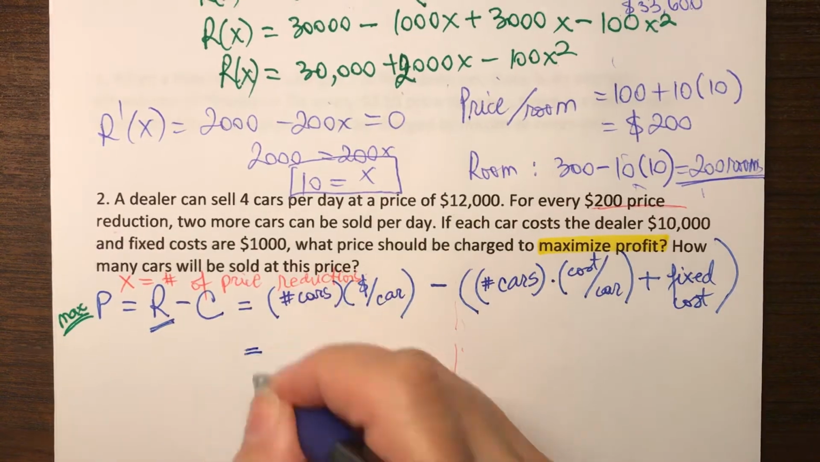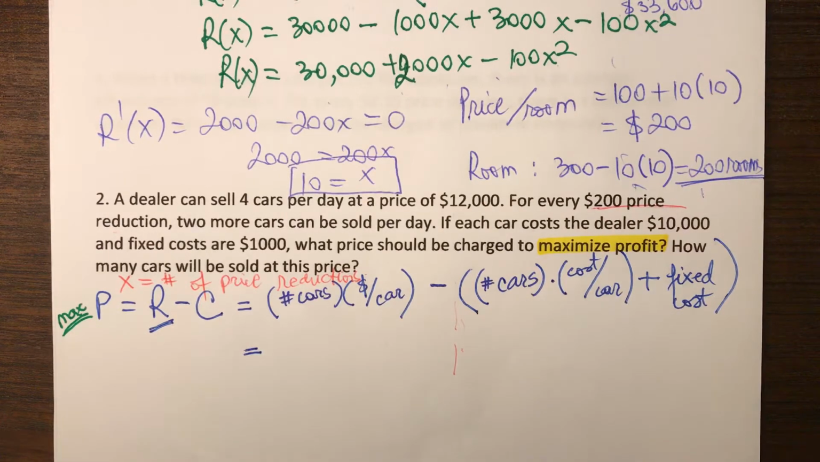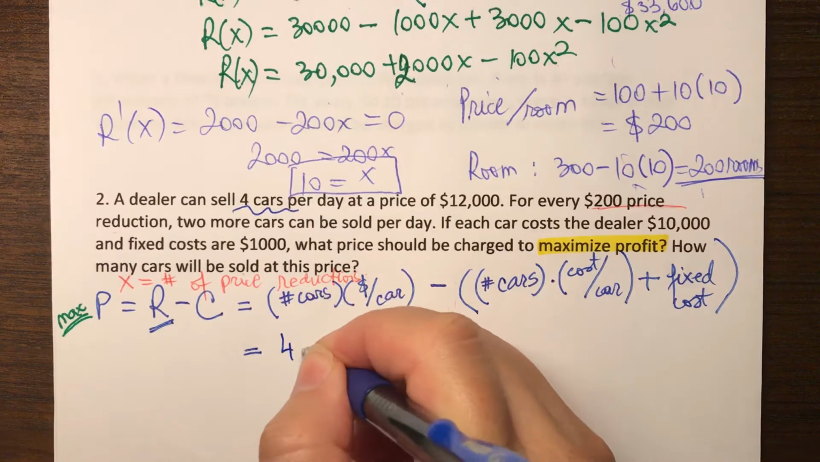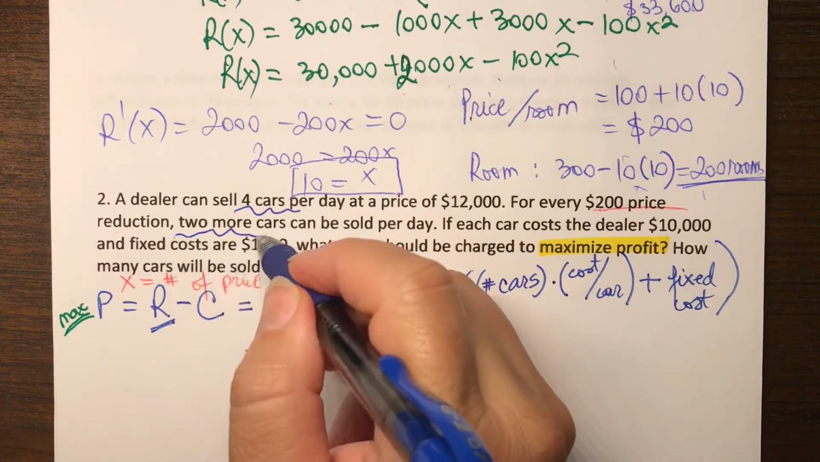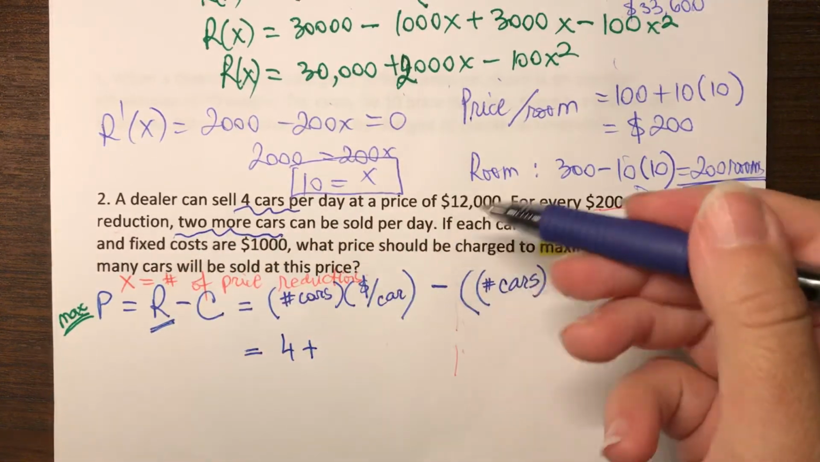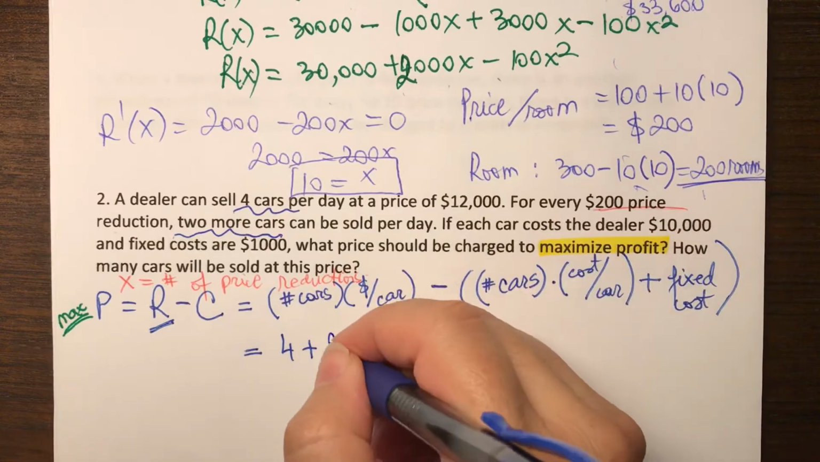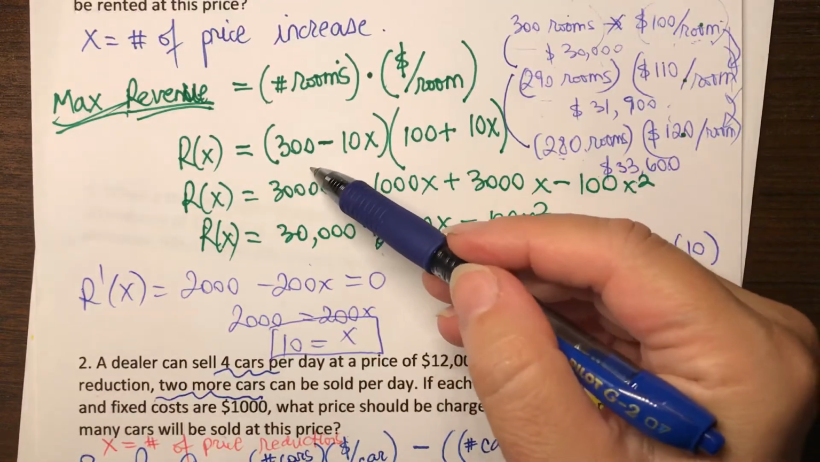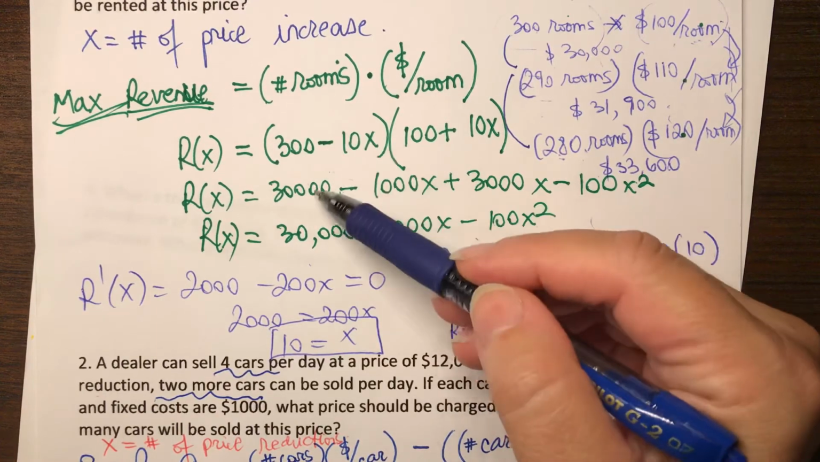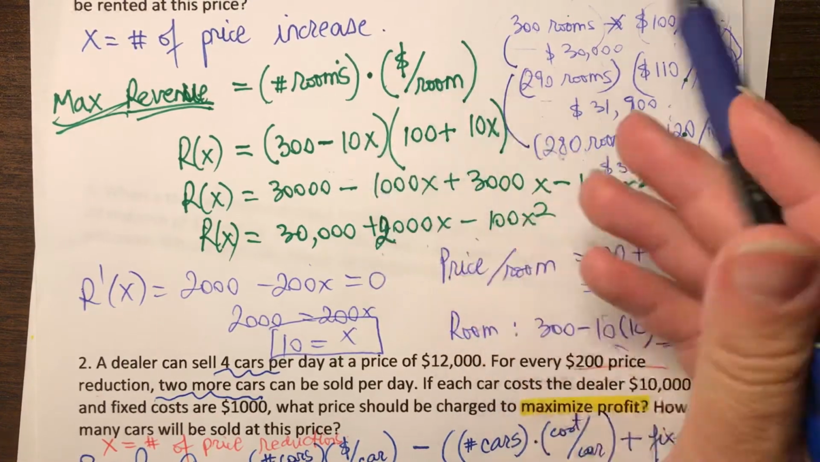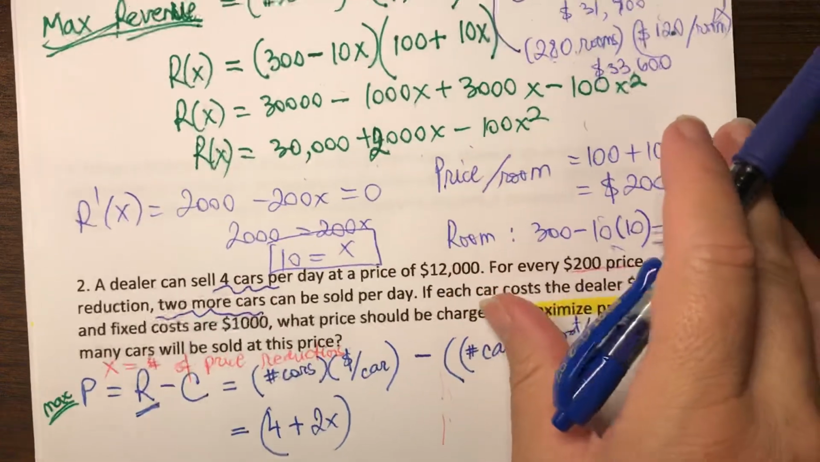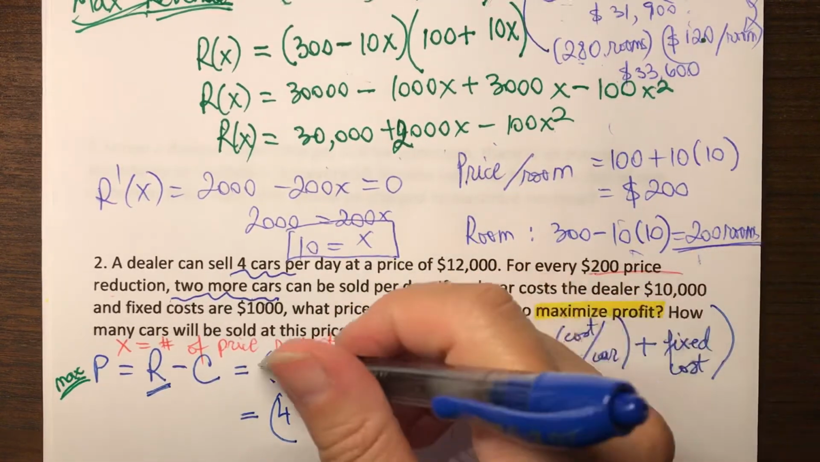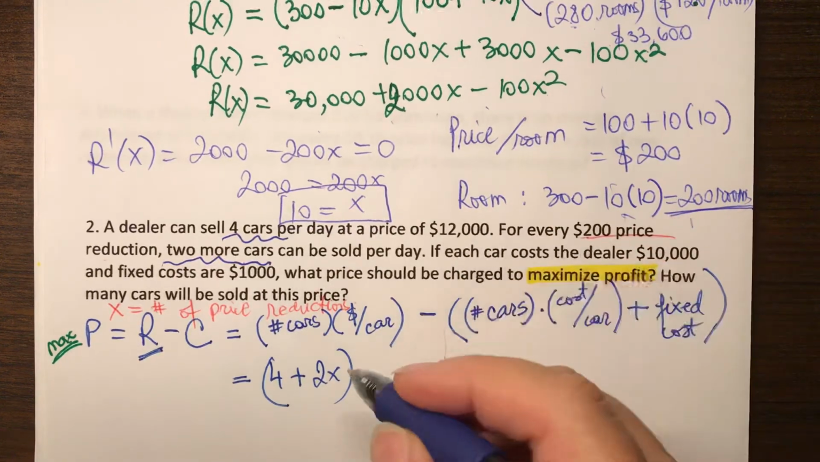How many cars are we going to be selling? Well, it says 4 cars per day plus 2 more cars every time you decrease the price. So 4 plus 2x, right? Just as here, you started at 300 rooms and you lost 10 rooms every time you increased the price. This time you're going to decrease the price. So 2 more cars, right, for every price reduction.